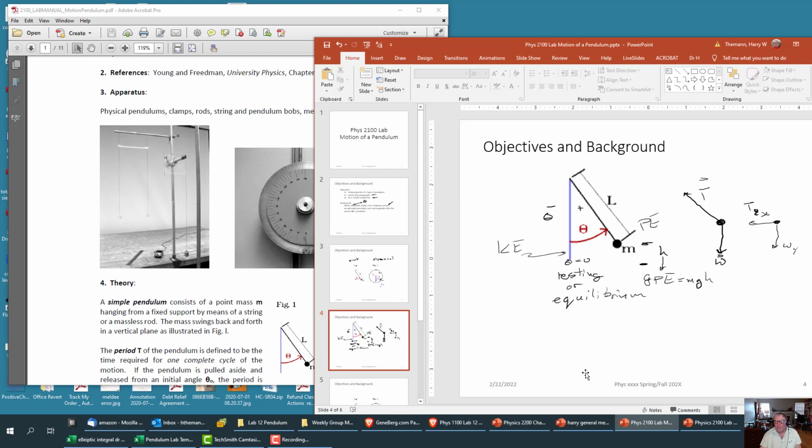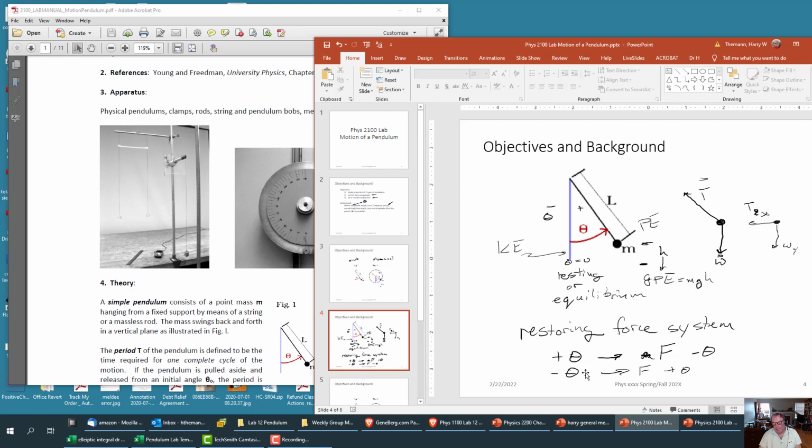I don't want to get too much into it, but this is an example of a restoring force system. That means if I have a positive theta, I get a force in the negative theta direction, and vice versa. If I have a negative theta, then the force is in the positive theta direction. So it tends to want to bring it back to the middle.